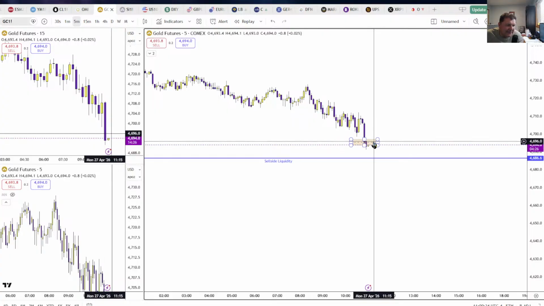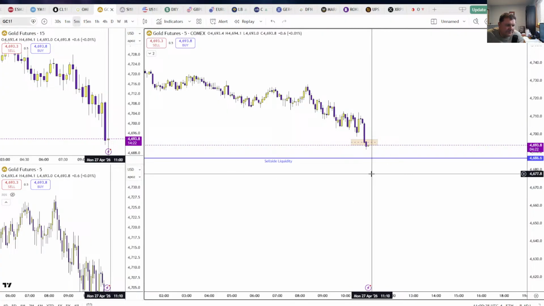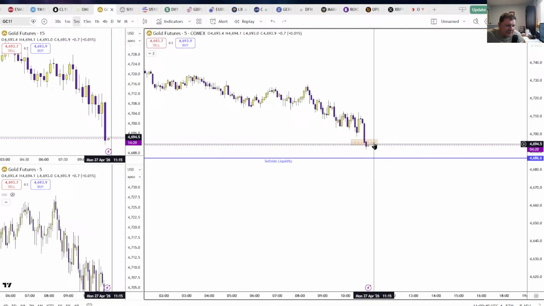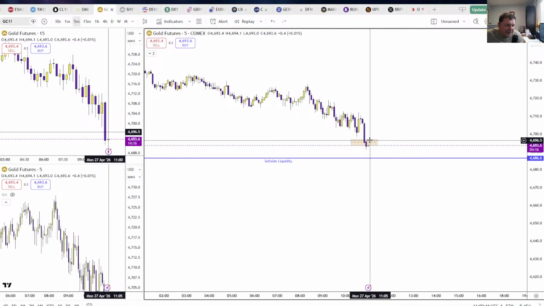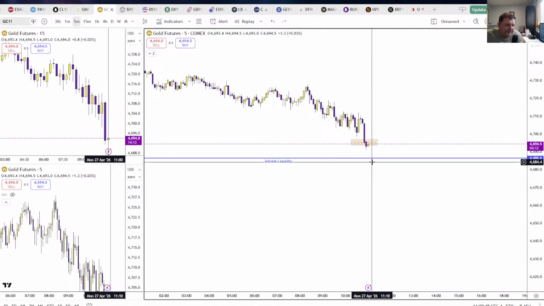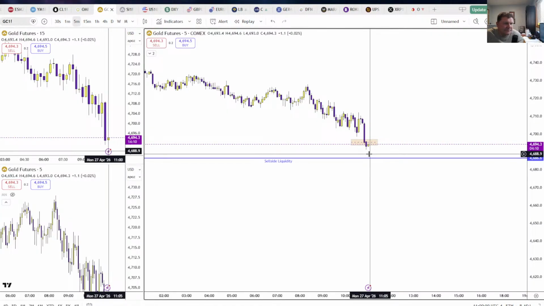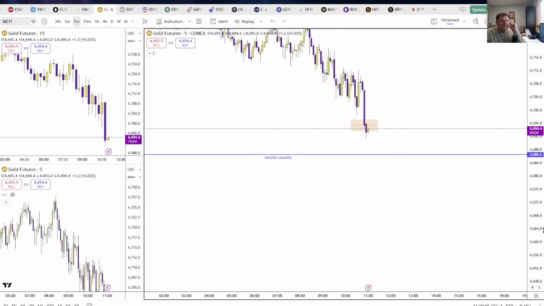If it trades back through here, look for a run back up into here. So this is the no-go zone right now. You can trade all the way back inside that, but you don't want to see it pop through.